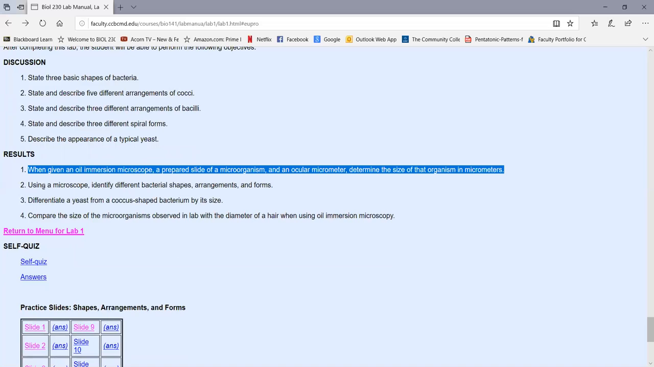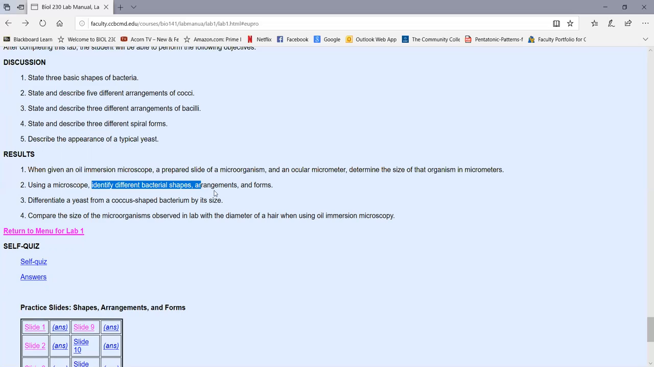Number 2, using a microscope, identify different bacterial shapes, arrangements, and forms. So if I ask you for the shape, you'd give me the shape name. If I ask you for arrangement, you'd give me the arrangement name. If I ask you for a form of a spiral, then you'd give me the form name. Again, you don't have to know the name of the bacterium, the scientific name. All we can tell at this point is the shape and possibly arrangement and form.